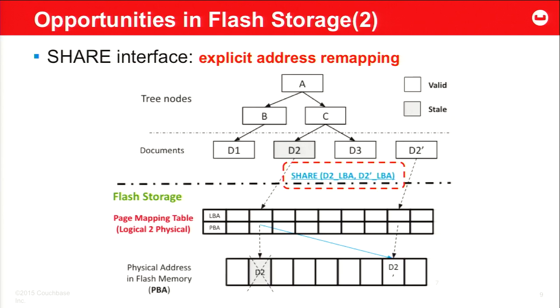So we do not change the index tree nodes, such as C and A. So we can avoid the problem of tree rendering, and we can reduce the write amplification significantly. So that is the key idea of the share interface. And again, it provides new address remapping to the users with explicit interfaces.